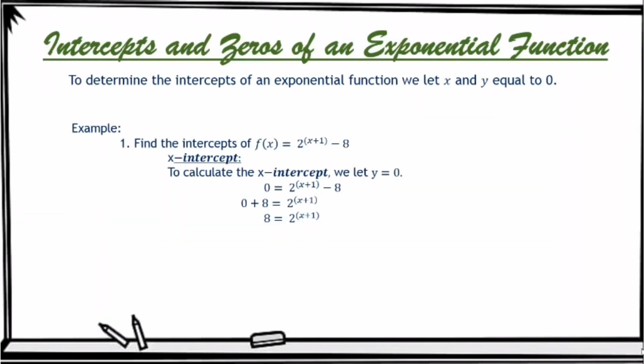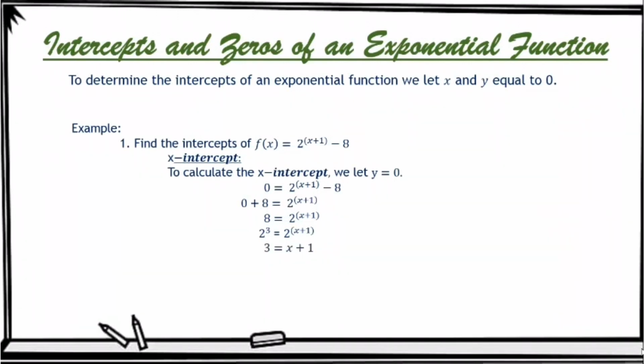Property of exponential equation, so we need to come up with a similar base. We will be having 8 as 2 raised to 3 because 2 times 2 times 2 is equal to 8. So we'll be having 2 raised to 3 is equal to 2 raised to x plus 1. Since we already arrive at the similar bases, we can now focus on the exponent. Applying property of exponential equation, that will give us 3 is equal to x plus 1.